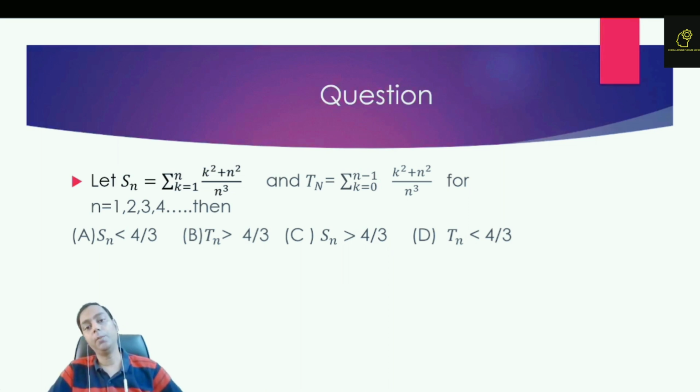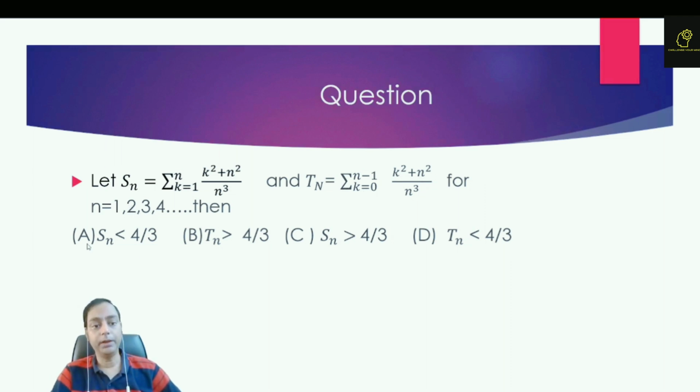In this video, I am going to discuss a question from the topic definite integration. The question is: let Sn equal the sum from k equals 1 to n of (k square plus n square) divided by n cube, and Tn equal the sum from k equals 0 to n minus 1 of (k square plus n square) divided by n cube, for n equal to 1, 2, 3, 4.